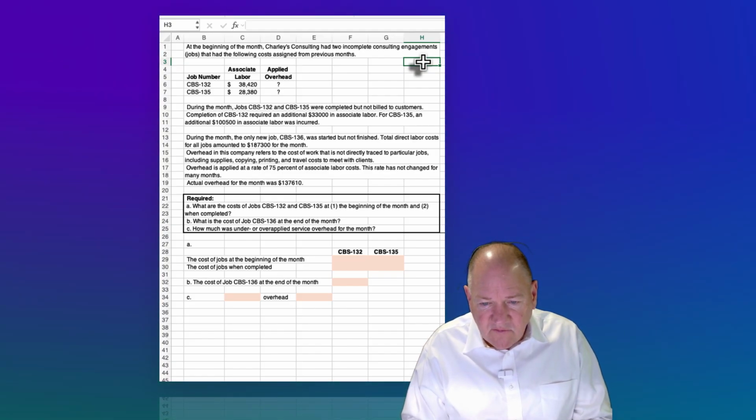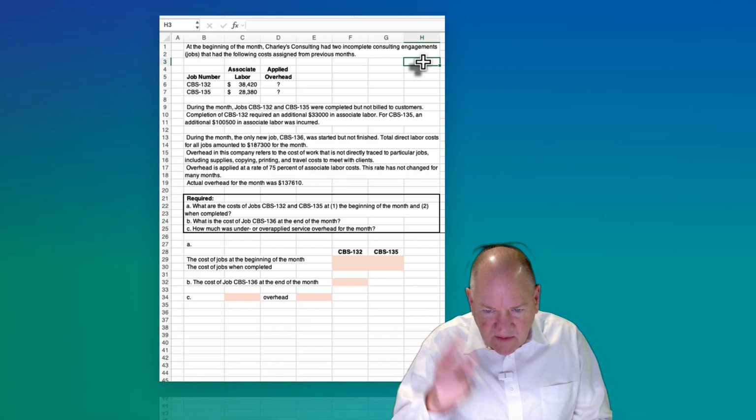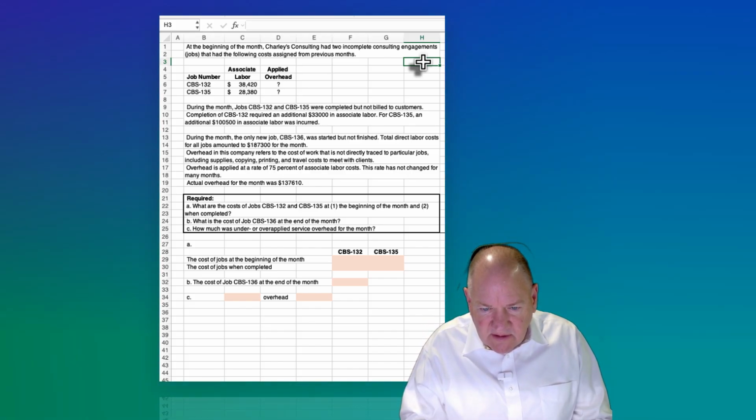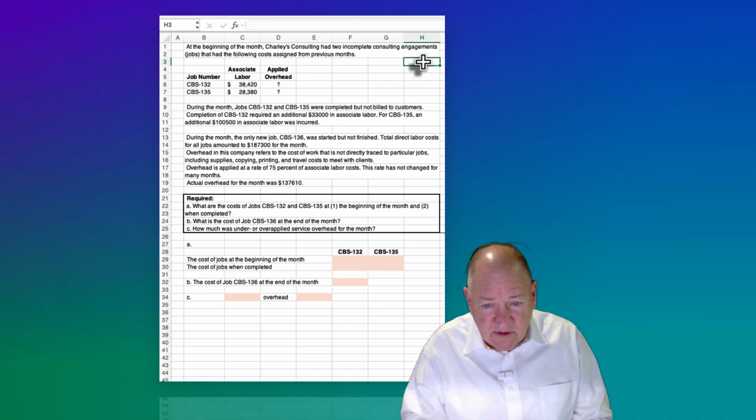The total direct labor cost for all jobs amounted to $187,300 for the month. So above, I heard about the direct labor cost for two jobs. Now I've got the total for the month, and there's only one other job, so I should be able to infer how much direct labor was charged to the CBS 136 job.